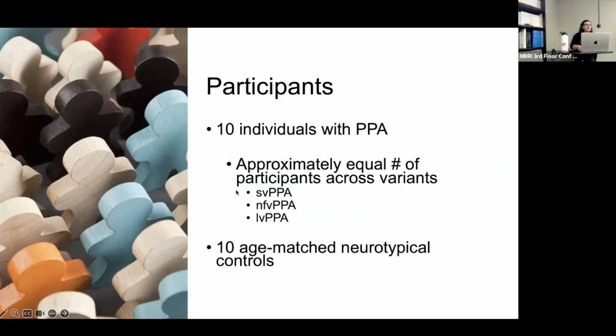Right, so for the current study, we are going to run a small sample since this is a pilot study of individuals with PPA with an approximately equal number of participants across the variants for comparison, and then 10 age-matched neurotypical individuals as a control for some baseline performance.